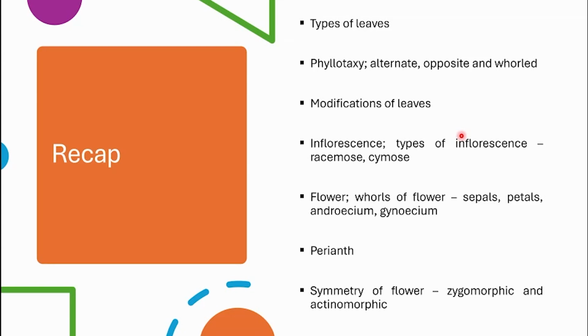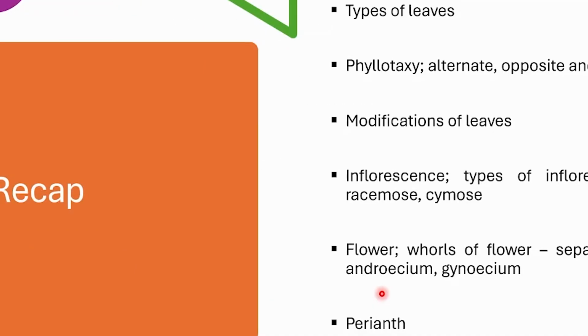Then we came to what inflorescence was about, which was the flower, right? Pattern of arrangement of flowers was inflorescence, and then we discussed the flower. So what is a flower? It is a reproductive part of a plant, right? It consists of different whorls. There are four main whorls: sepals, petals, androecium, and gynoecium, and we will discuss these in depth in today's lecture, right?